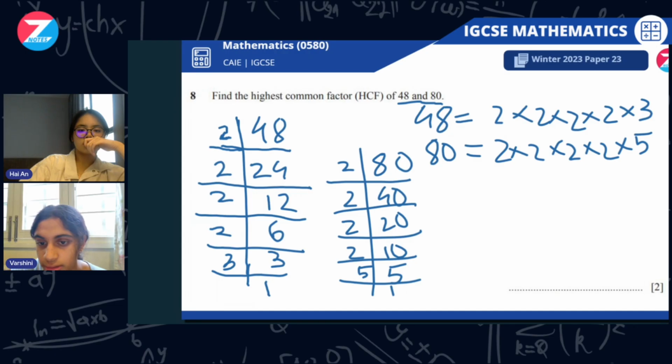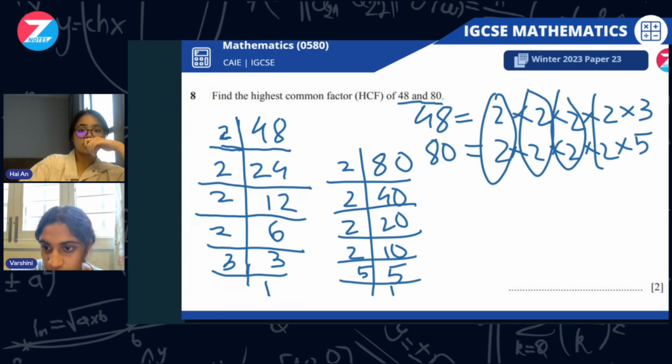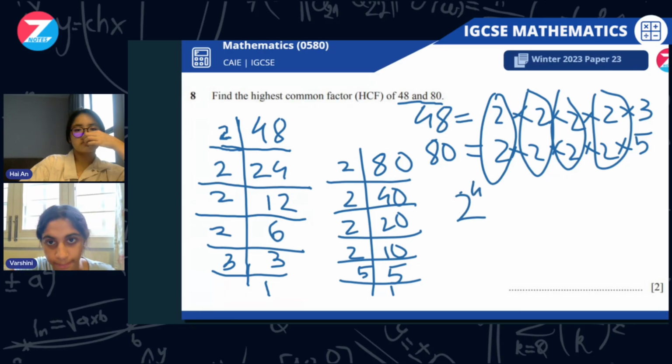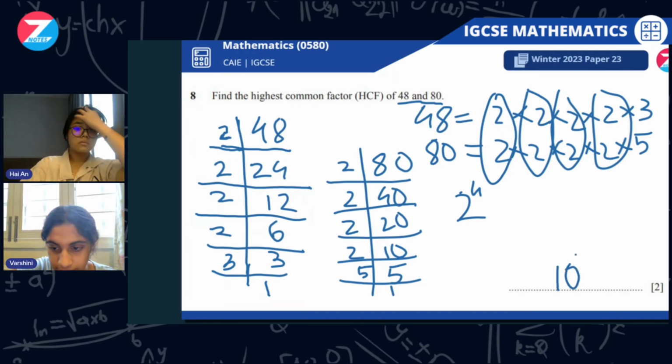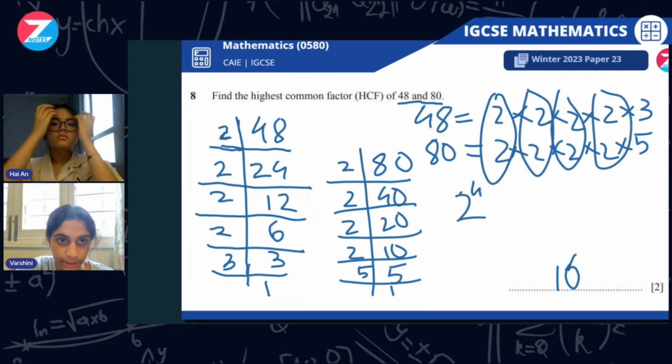So now we circle the common ones. We can clearly see 2 and 2 and 2 and 2. So we can see that 2 is common 4 times. So our highest common factor is just going to be 2 to the power 4. And if you do that in your calculator, you should get 16. So 16 is our answer.